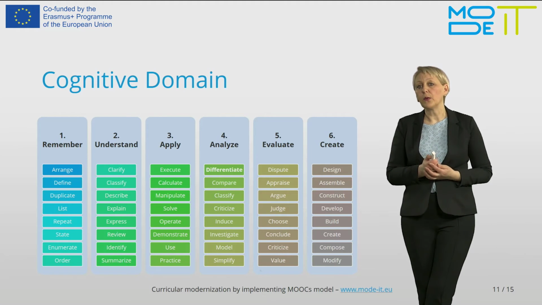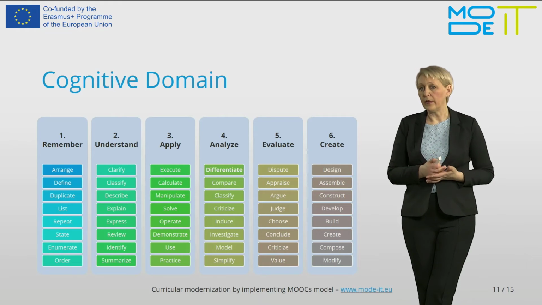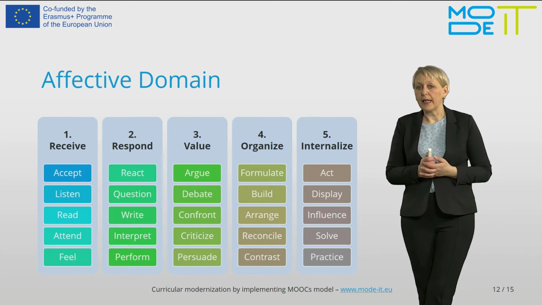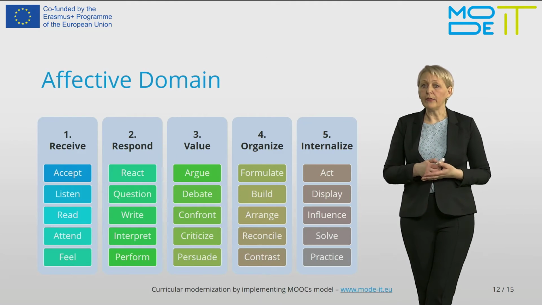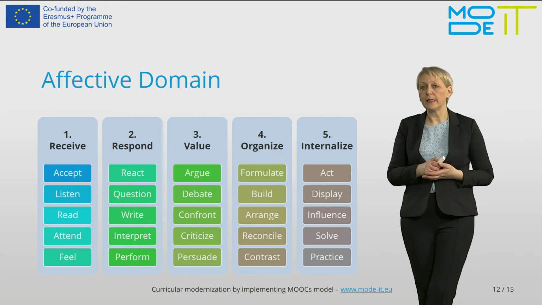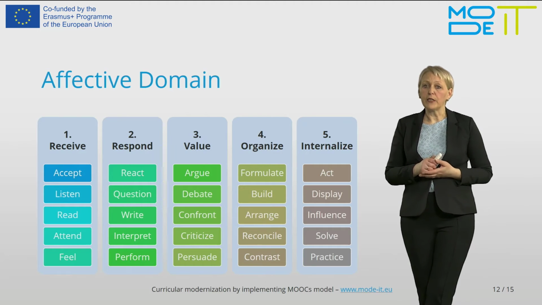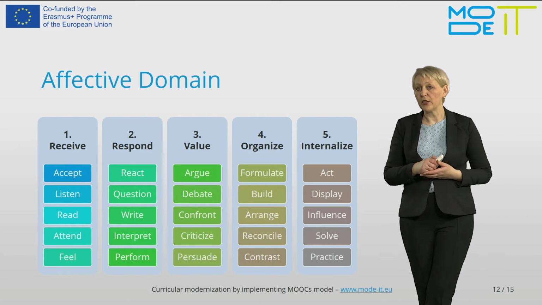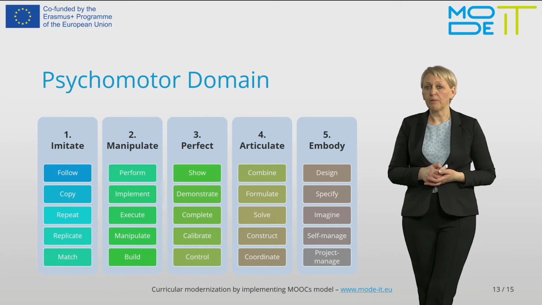In some cases, we can use the same action verbs for different levels, as well as various verbs that are not included in the list. Various action verbs are also intended for the affective domain, which is mainly related to the attitudes dimension of competence. This domain is concerned with issues relating to the emotional component of learning and ranges from basic willingness to receive information to the integration of beliefs, ideas, and attitudes.